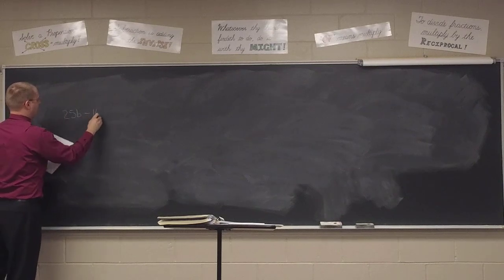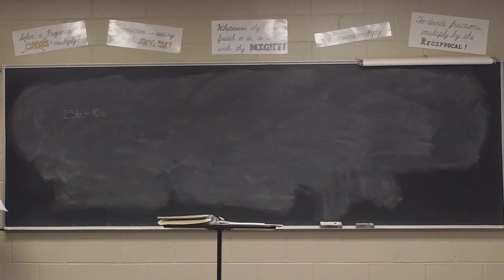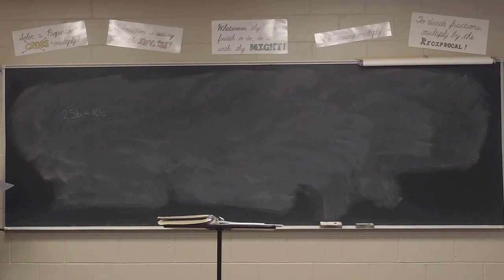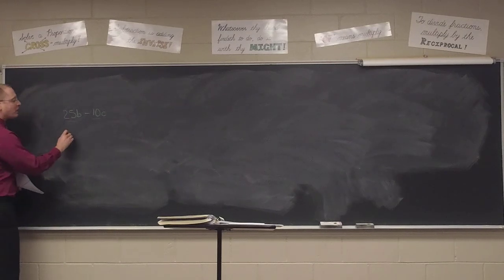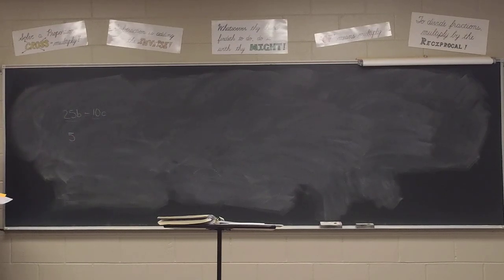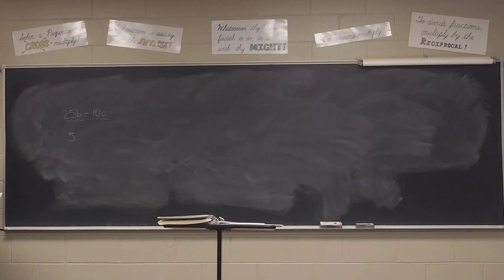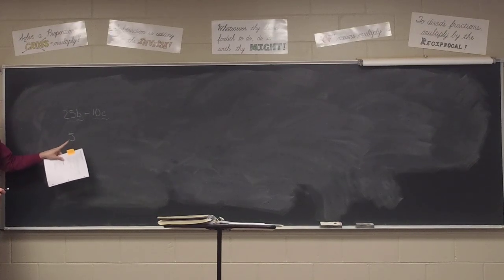25b negative 10c. The first thing we've got to do is figure out, well, what's common? What is the common monomial? And so we always look first at the number. And there should be a number that kind of pops off the board at you. 25 and 10 both have what number in them? 5. We don't have to prime factor them to figure out 5, do we? We can see that. Then we should look at the letters. Are there any common letters? No, they have nothing in common. Which means 5 is the common monomial.